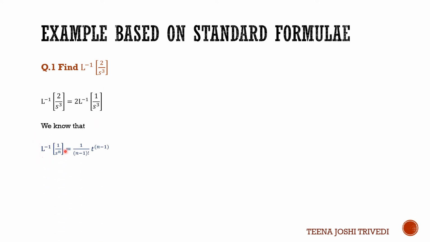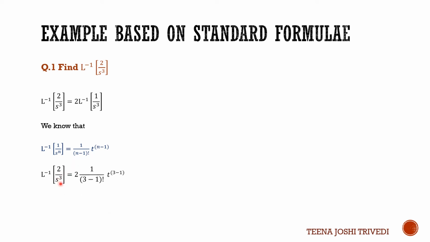Example based on standard formula. So question number 1, a very simple question which is directly formula based. Laplace inverse of 2 upon s cube. So first of all, we just take 2 outside in inverse Laplace transformation because it is constant. So 2 Laplace inverse 1 upon s cube. We know the formula, that is Laplace inverse of 1 upon s raised to power n will be t raised to power n minus 1 divided by n minus 1 factorial.